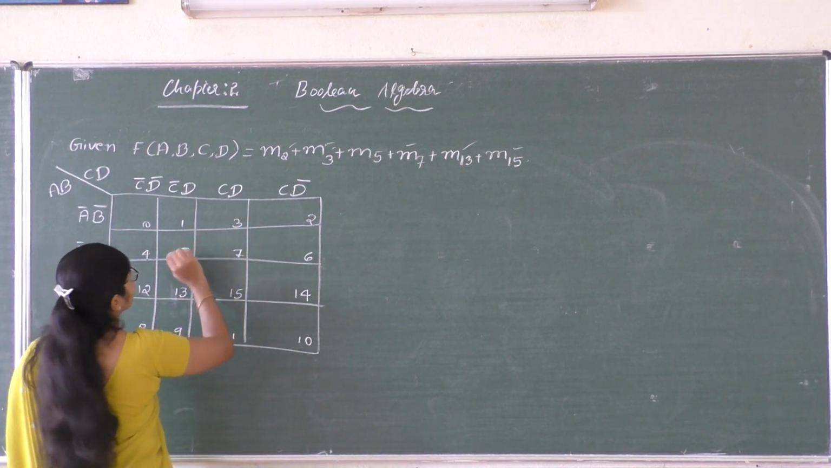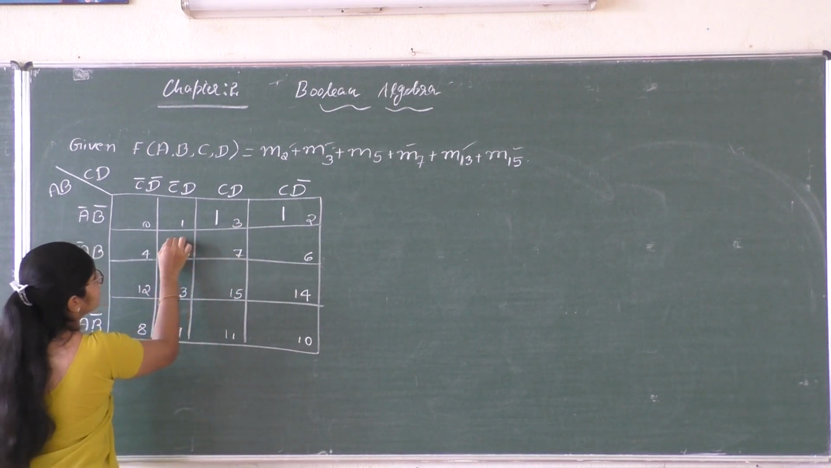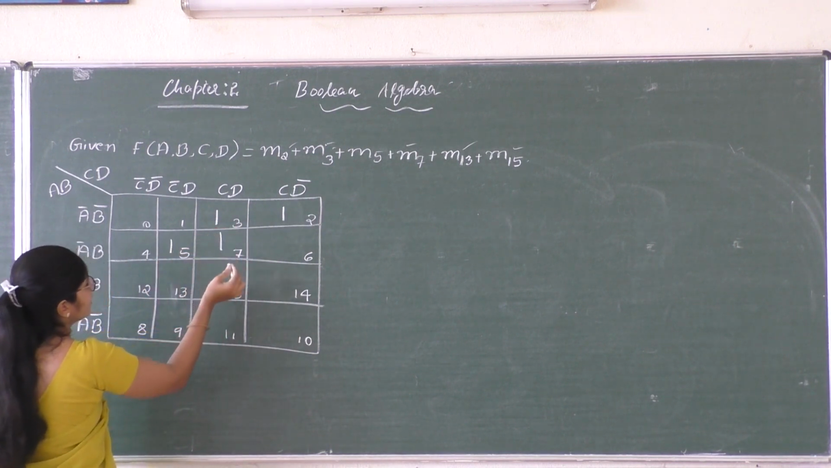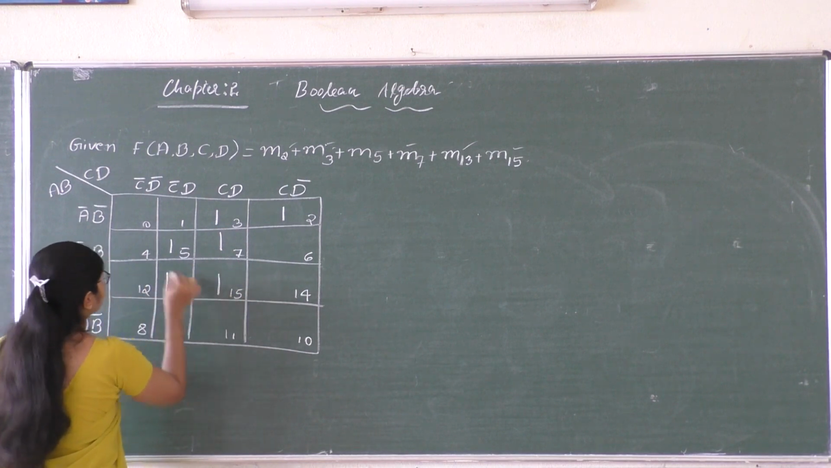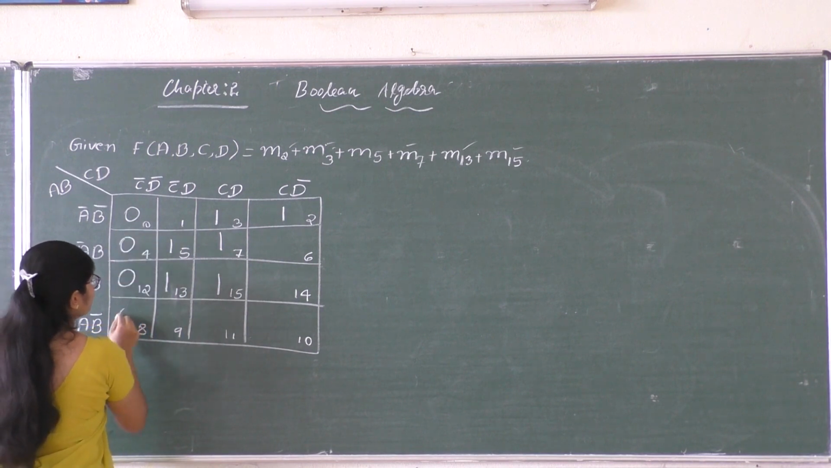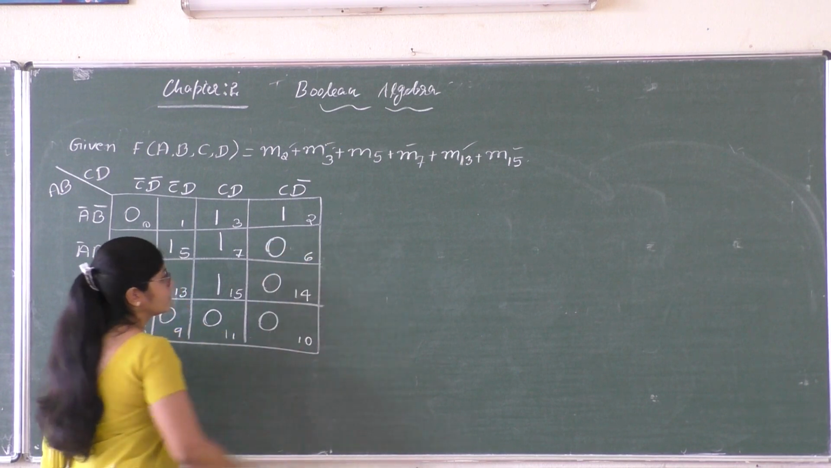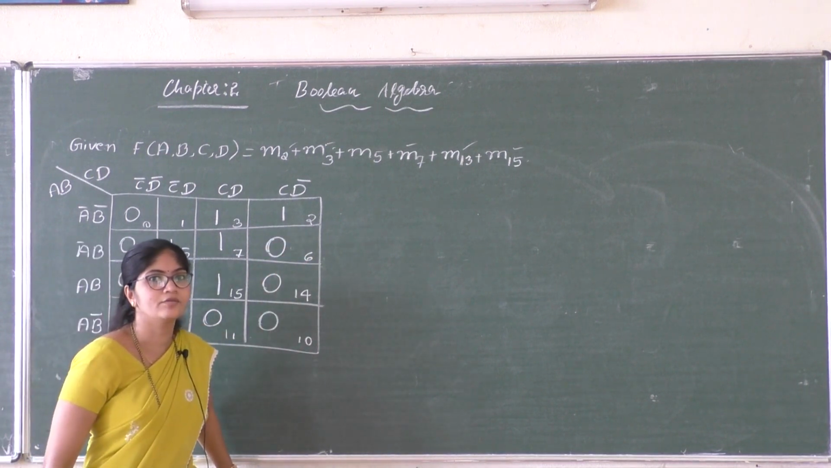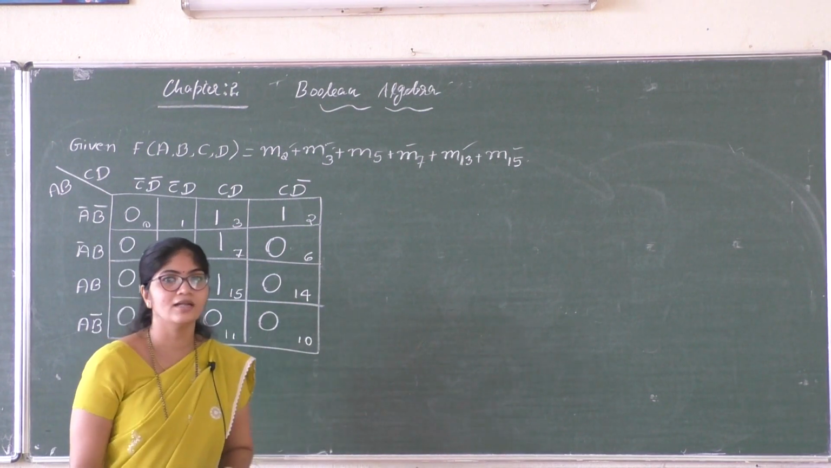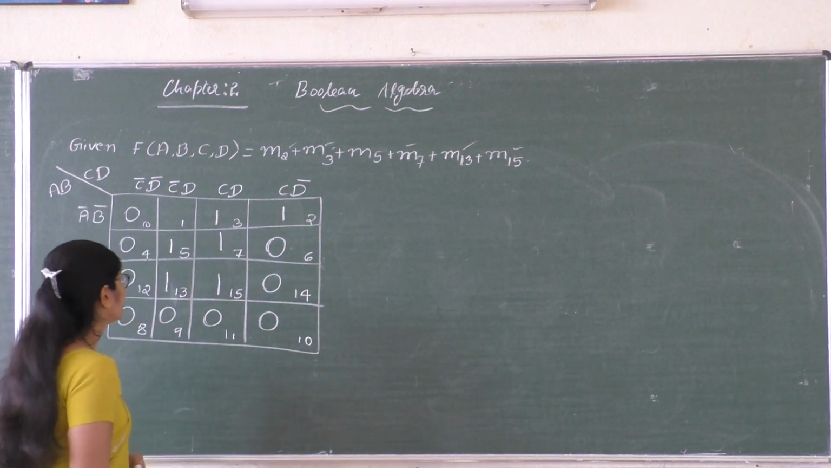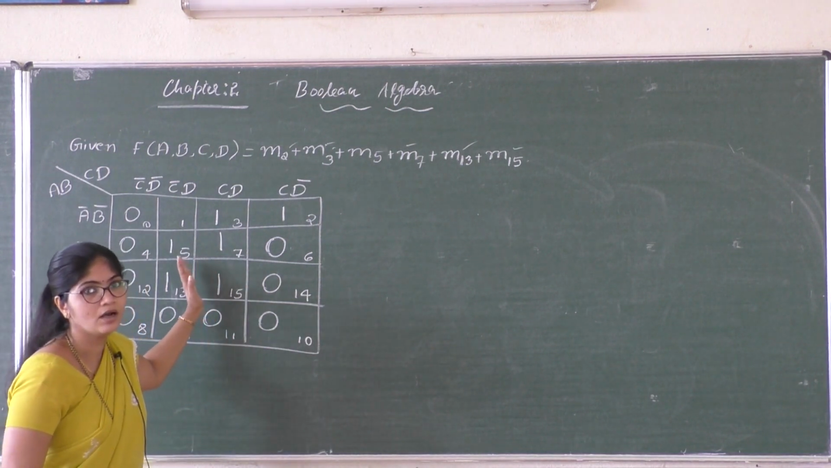M2, M3, M5, M7, M13, M15. Fill the remaining squares with zeros. The next step is forming the groups, and we know that while forming groups, first search for octets, then for quads, and last for pairs. So now there are no 8 adjacent ones, so we can't form an octet.